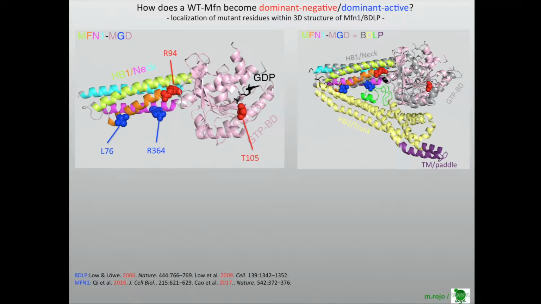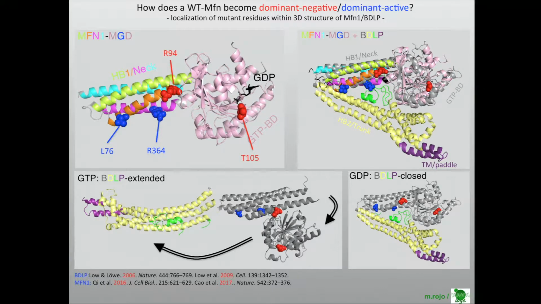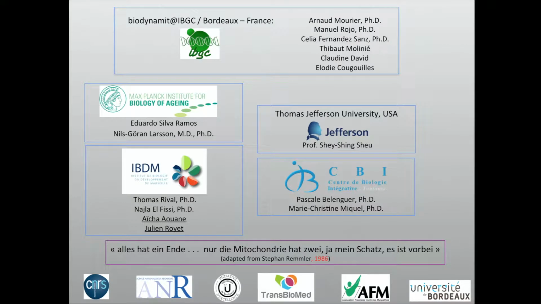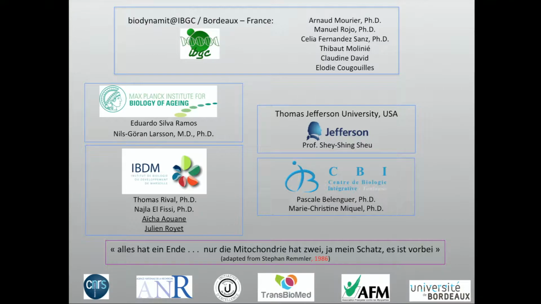We were lucky enough, this was in 2016, one year ago, that a few months later the structure of a mitofusin 1 fragment was published, and this allowed us to infer where these different mutations were. It turns out that both of the active mutations are in the four-helix bundle, and that the dominant negative mutations are either in the middle of the GTP binding domain, this we knew, or at the edge between the four-helix bundle and the GTP binding domain.